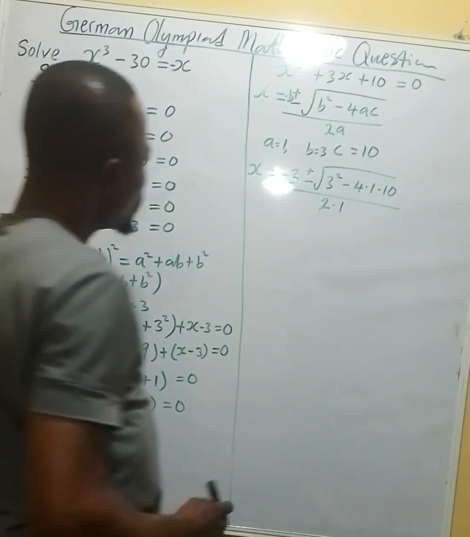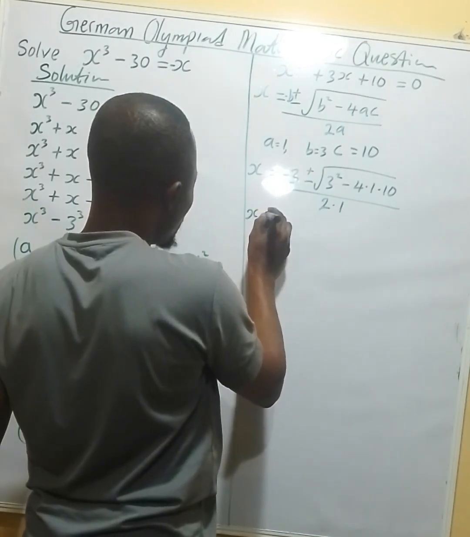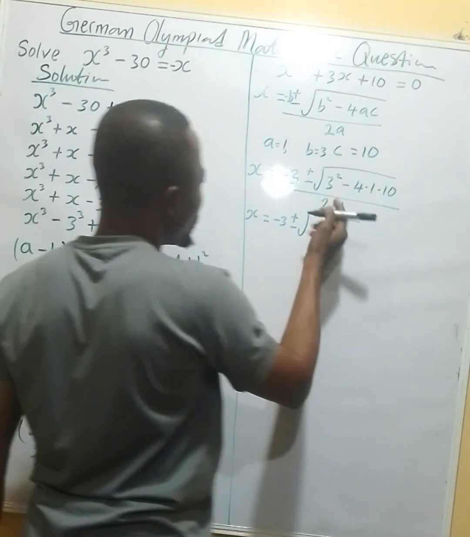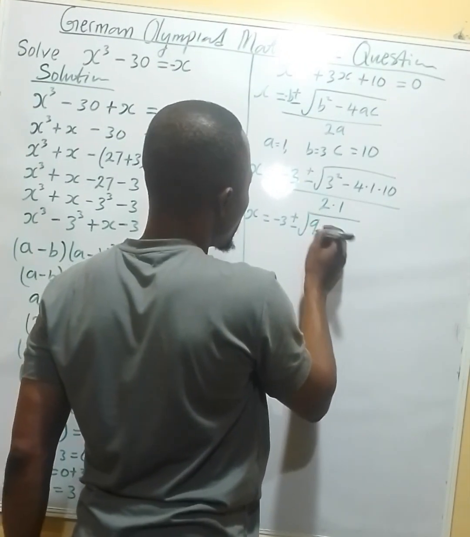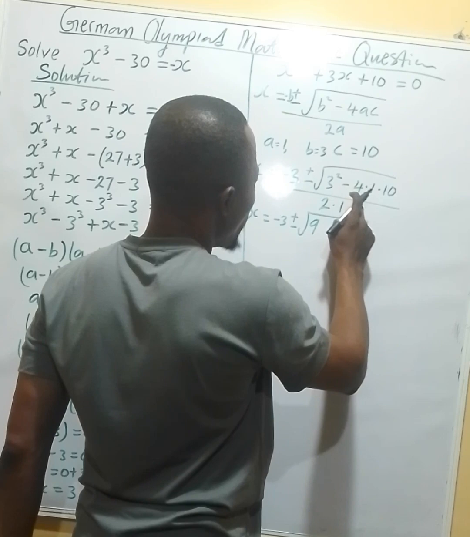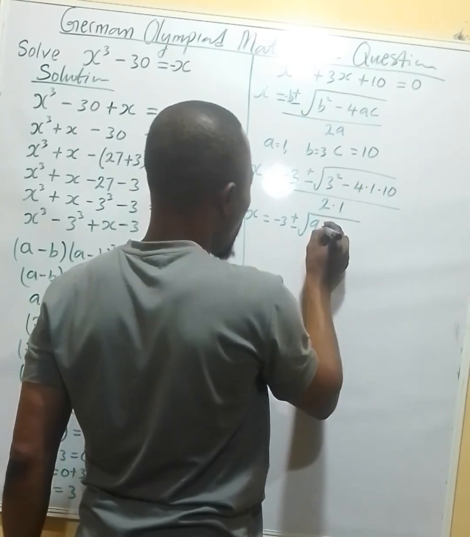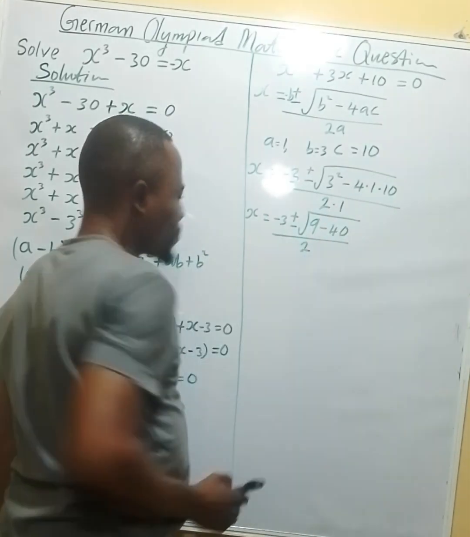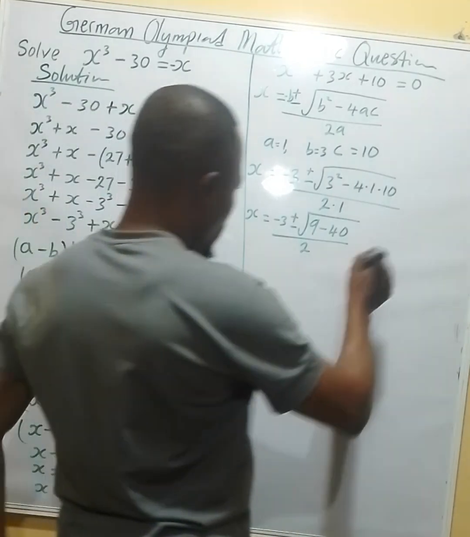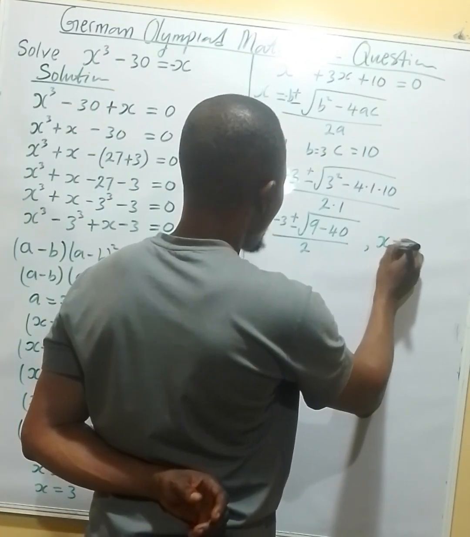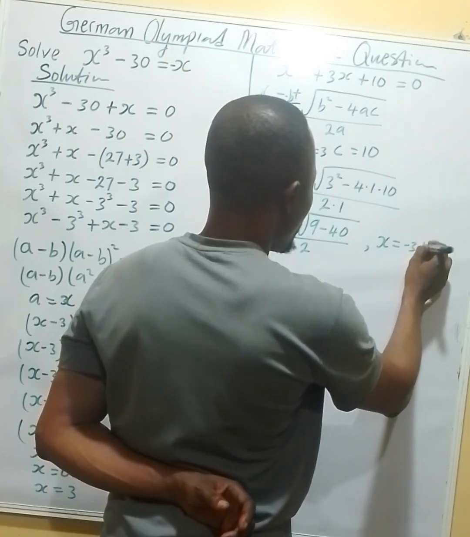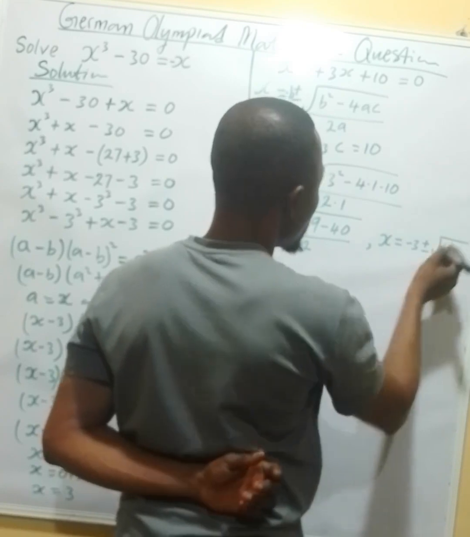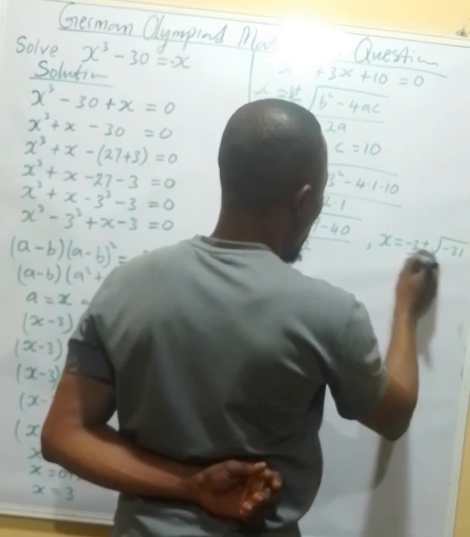Okay? So with what we have now, we have x equals to minus 3 plus or minus square root of 3 squared, which is 9. Then 4 times 1, 4. Then times 10, which is 40. So we have minus 40 all over 2 times 1, 2. So from there, we have x equals to minus 3 plus or minus square root of 9 minus 40, which is going to give us minus 31. Everything over 2.